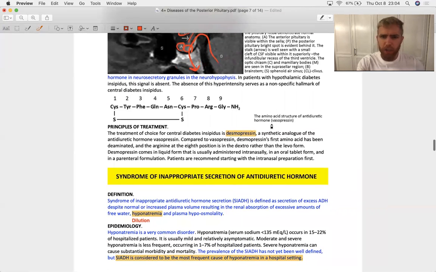Here is the structure of vasopressin, a really small protein. And desmopressin is going to be our treatment for diabetes insipidus. It's just a vasopressin analog.